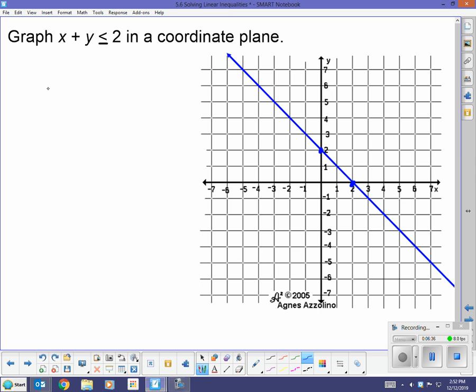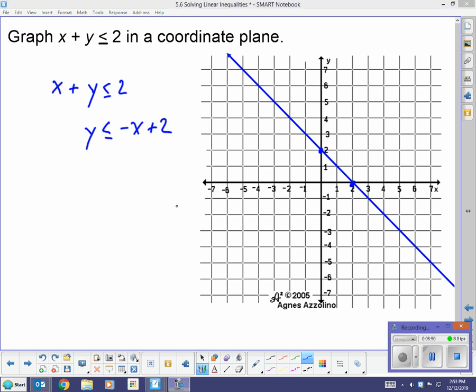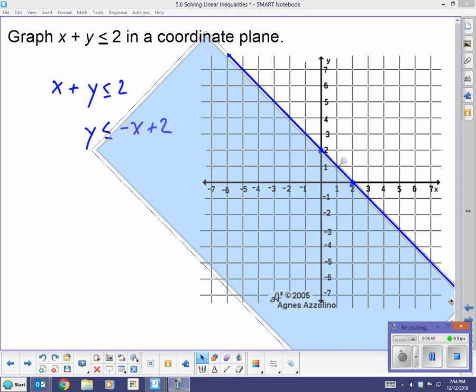Now, which side do I shade? x plus y is less than or equal to 2. So y is going to be less than or equal to negative x plus 2. So if y is less than this, I'm going to shade below it, and that's going to look like, boom, we're shaded below the line because y is less than negative x plus 2. We're below that line.